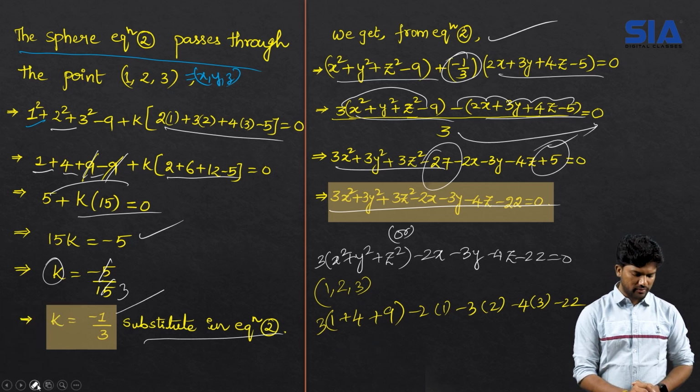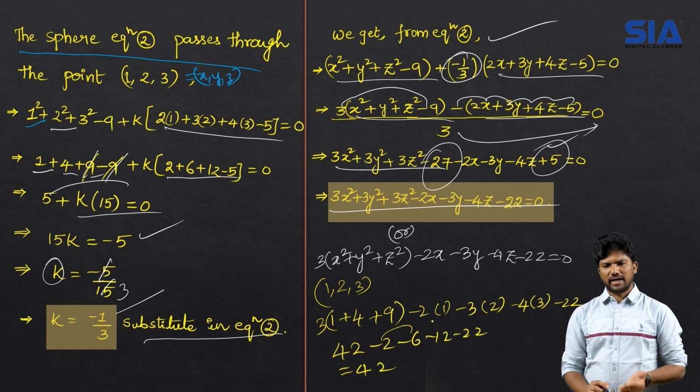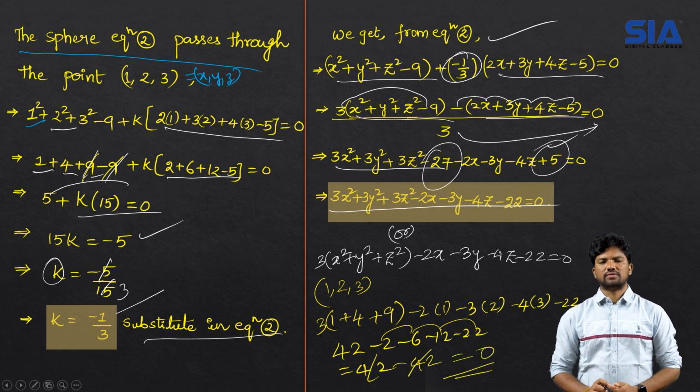So I am writing that value here. So 42 minus 2 minus 6 minus 12 minus 22. So therefore 42 minus 2 minus 6 is minus 8, minus 8 minus 12 is minus 20, minus 20 minus 22 is minus 42. So plus 42 minus 42 cancel, and we got that the value is equal to 0.